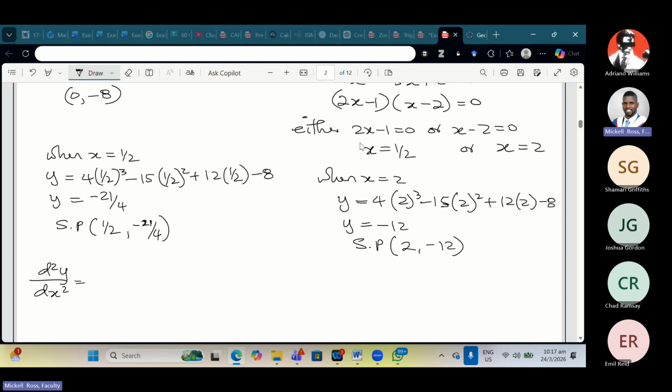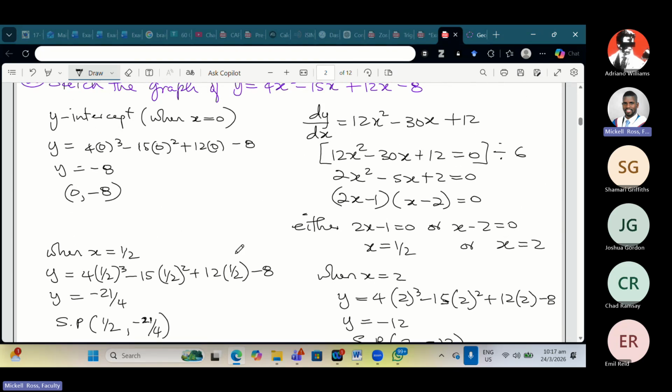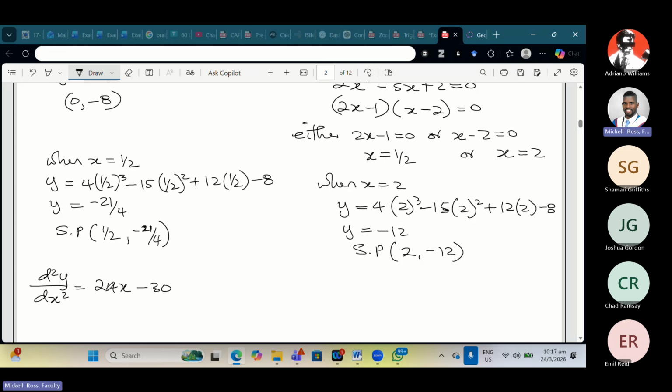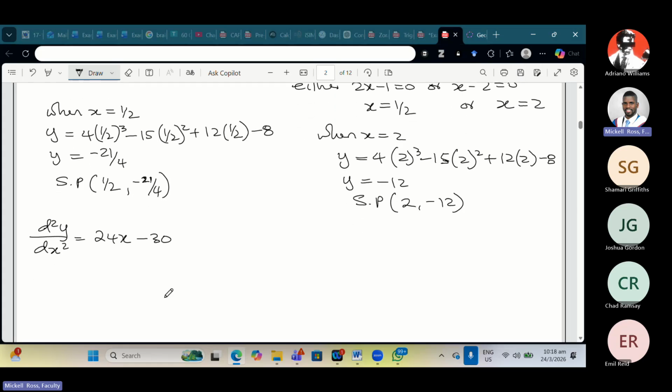We differentiate the function again. Notice when we differentiate the first time, we get 12x squared minus 30x plus 12. So this time we're just going to get 24x minus 30. So this is what our second derivative is going to give us. Notice again, this is a function. It's not a number to say it's greater than 0, or less than 0, and it is certainly not equal to 0. So we have to go ahead and substitute in the values of x from the stationary points.